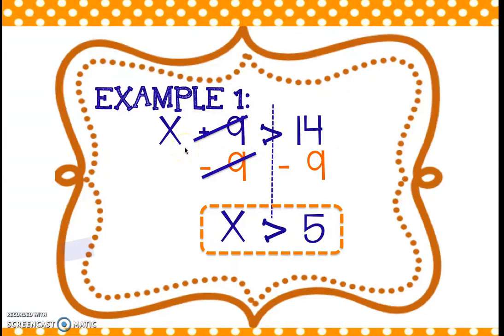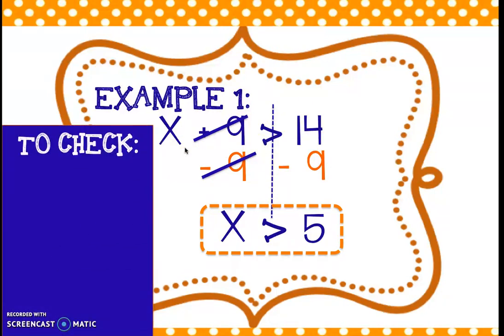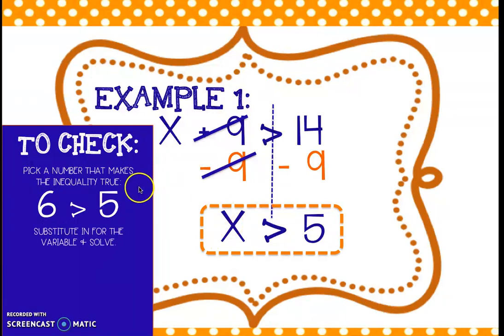Okay, so to check, your check is going to be just a smidge different. Instead of substituting in a 5, okay, our solution set says x is greater than 5. So I can't substitute in a 5. I have to pick a number that makes the inequality true. So in this case, I'm going to pick 6, because 6 is greater than 5. Now, we're going to substitute that in just like we did before. So I'm going to take the 6 and substitute it in for x.